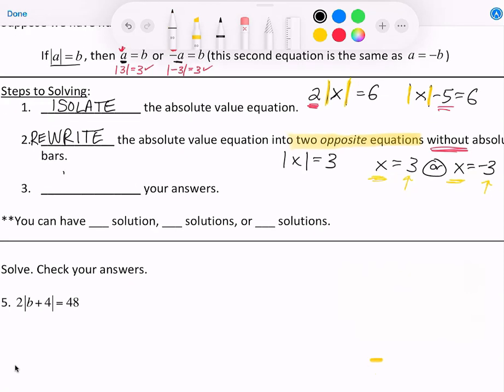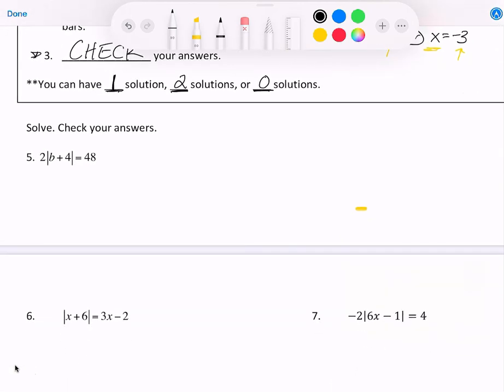And then third, it's important to check your answers. It's important to check your answers because you could have one solution, you could have two solutions, or you could have 0 solutions. So the most you could have is 2, the fewest is 0, or you could have one solution. So that's the importance of checking your answers. But really all of these are important steps. So that's why I wrote them out here, step 1, 2, 3, in that order.